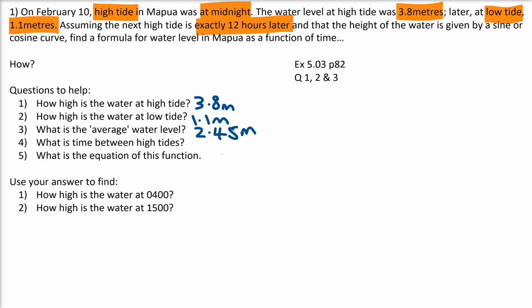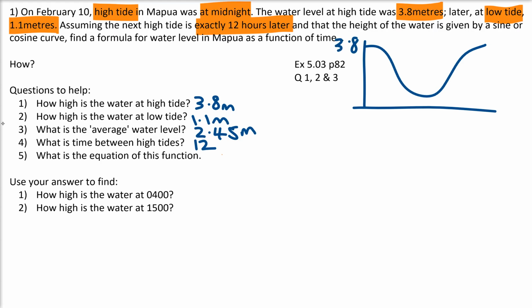What is the time between high tides? 12. What's the equation of the function? So, hold on, before you give it to me, sorry. The other thing I said is if you draw a sketch of it, it doesn't need to be a piece of art. Okay? But there is my rough high tide, low tide graph. If I was to write that on, I'm going to say 3.8 up there, 1.1, and there is 12. Okay? So from there we know my period is.